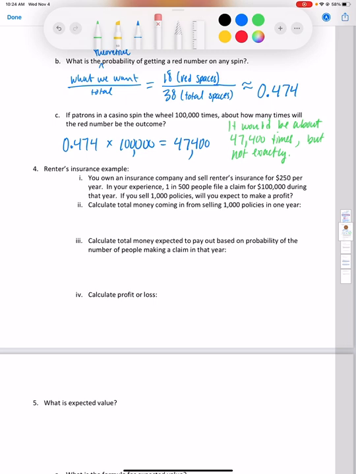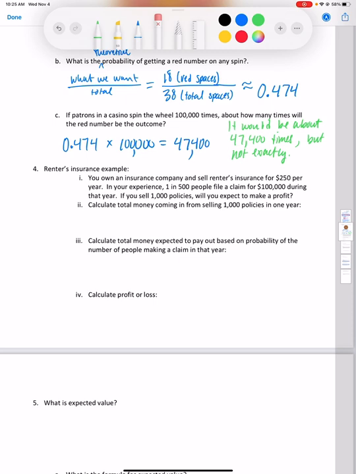All right, so let's think about the owner's perspective on renter's insurance. Part 4I. You own an insurance company and sell renter's insurance for $250 a year. In your experience, about 1 in 500 people file a claim for $100,000 during that year. About 1 in 500 people might have been robbed or something like that, and will make a claim to be reimbursed for their stuff. If you sell 1,000 policies, how much will you expect to make in profit?